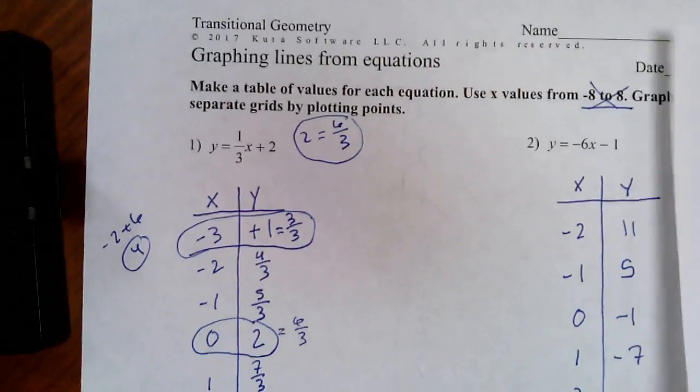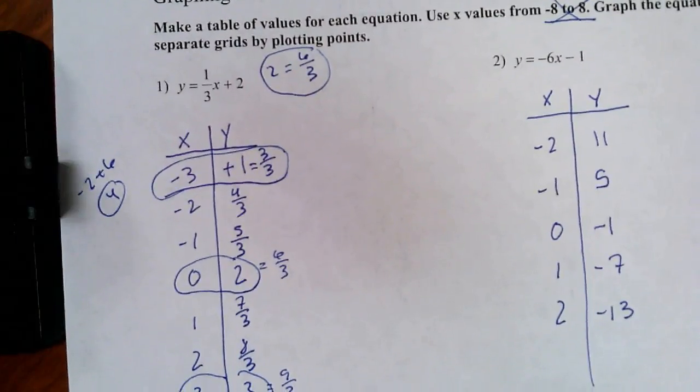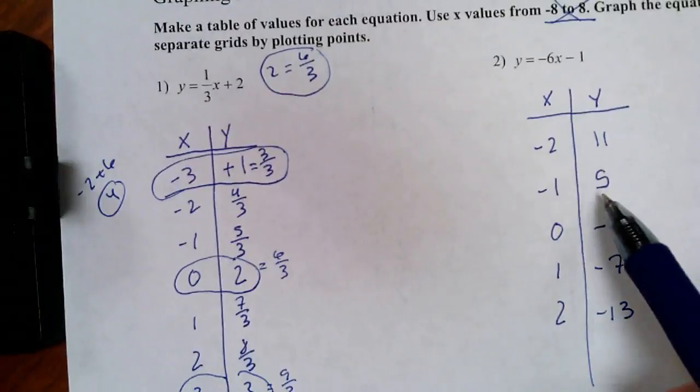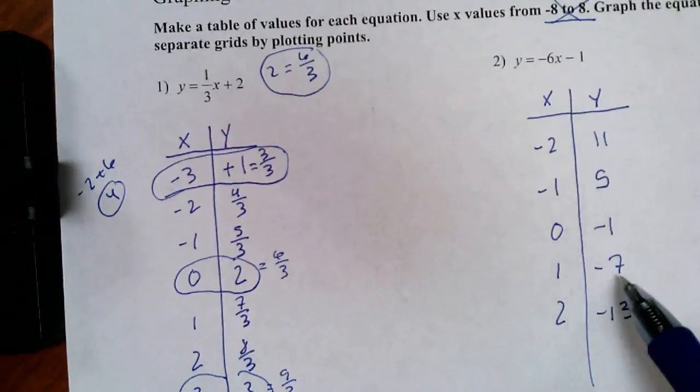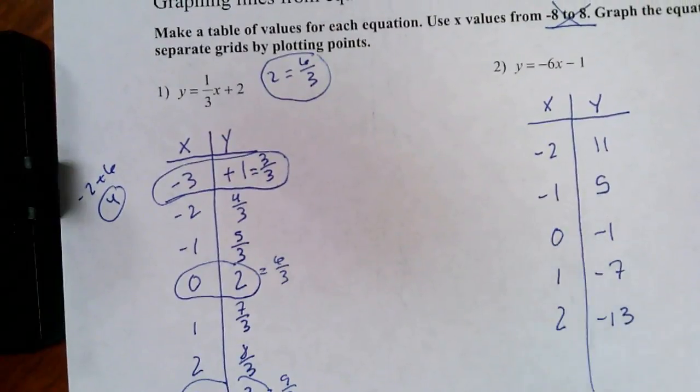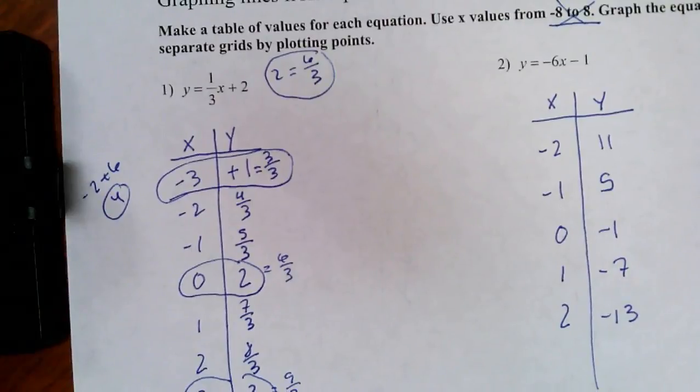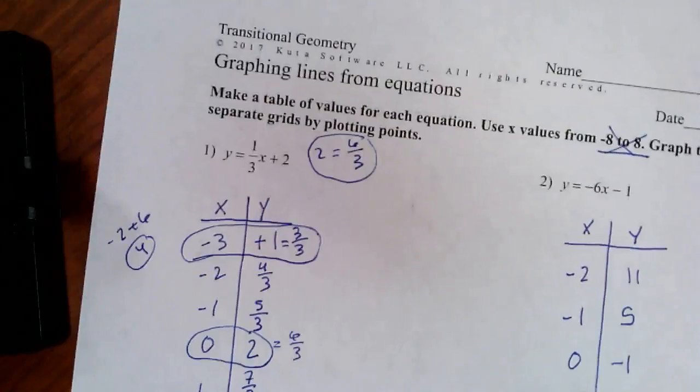For the other ones, it's pretty straightforward. You're not going to be able to plot all these points. 11 is off the grid. 5 is on the grid. Negative 7 is off the grid, so you might have to use a ruler here. You're only going to have 2 points you can plot.